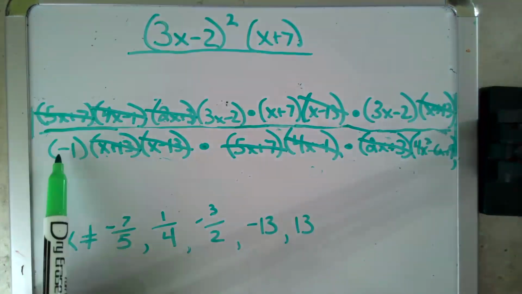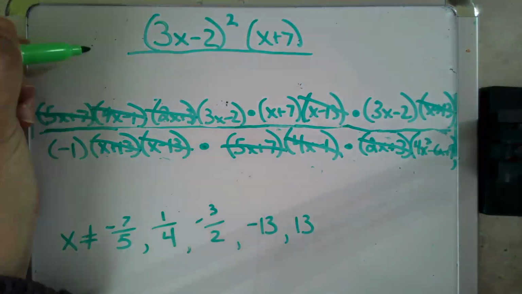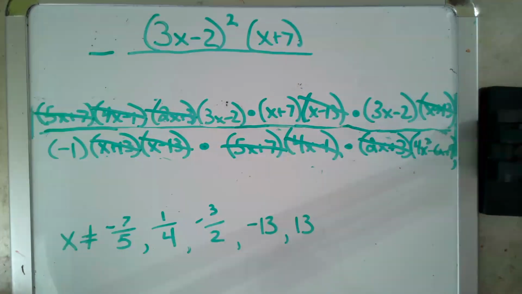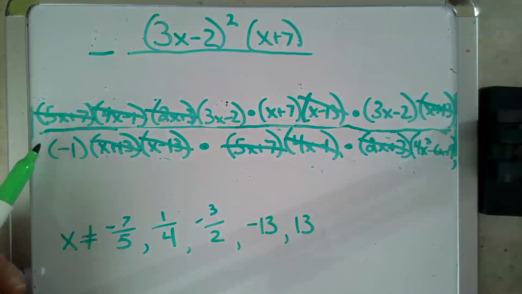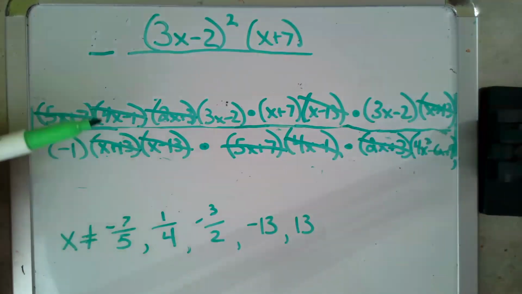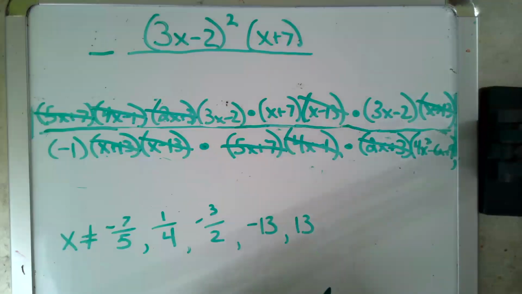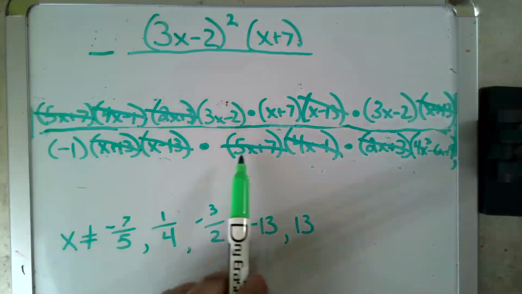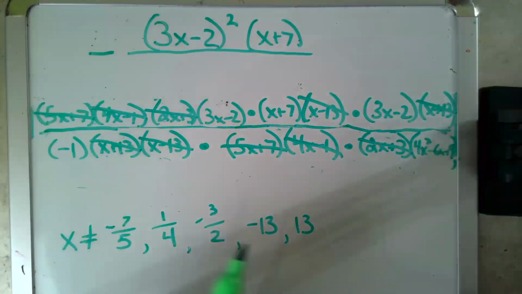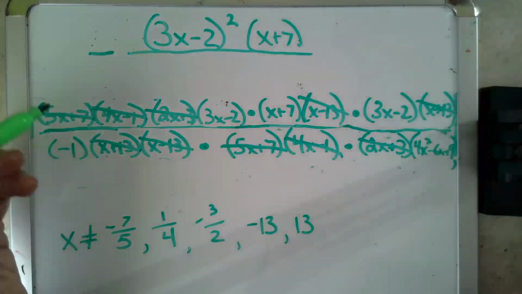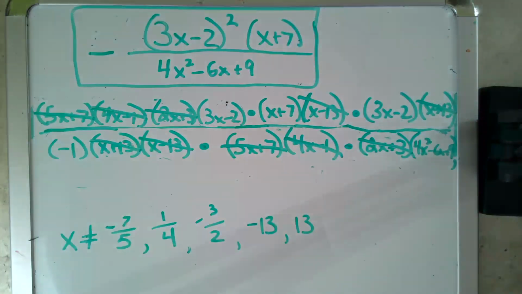On the bottom, I have a negative 1. I'm going to put that on the outside of the whole fraction. Don't forget, negatives can attach to the bottom, the top, or outside of the whole thing. It's all the same. I've gotten rid of everything except this nasty little quadratic that doesn't factor evenly. And that, my friends, is the solution to the beast.